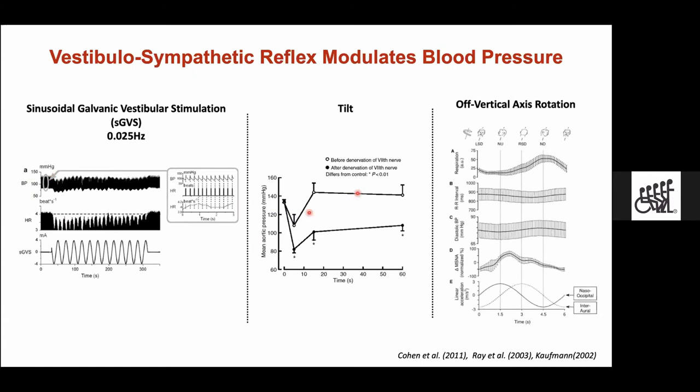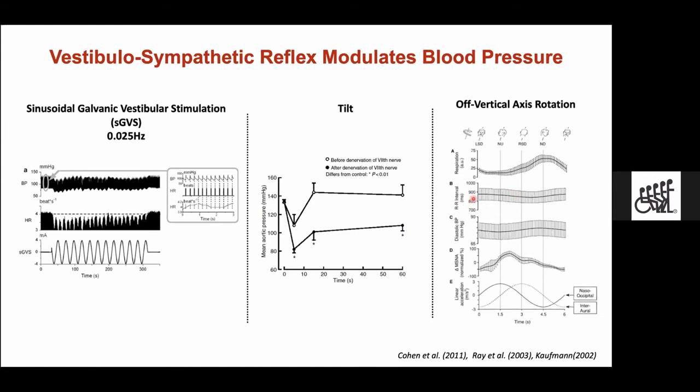In the middle is a cat model where the eighth nerve was either denervated or not. So you can see on the top is prior to denervation, and then in the bottom is the response. And this is essentially mean aortic pressure that was measured over time during a tilt motion, and you can see that there is a significant change post denervation of the eighth nerve. So again, this shows the contribution of the vestibular system in this.